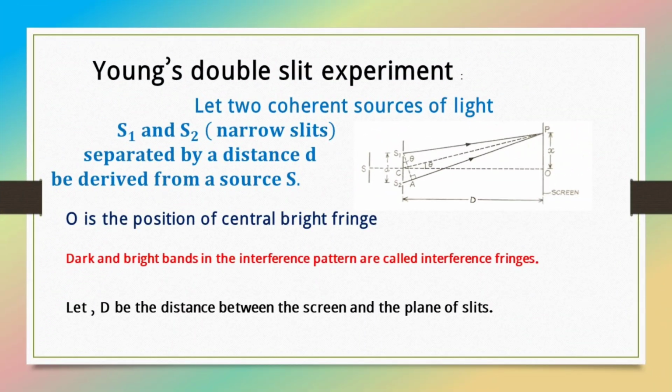Now I am discussing Young's double slit experiment. Let two coherent sources of light S1 and S2 separated by a distance d be derived from a source S. Here O is the position of the central bright fringe. Dark and bright bands in the interference pattern are called interference fringes. Let capital D be the distance between the screen and the plane of slits.